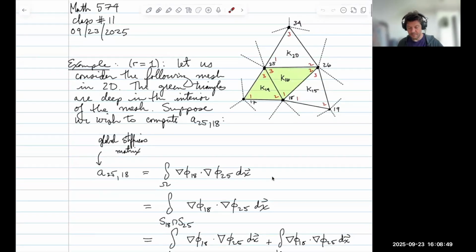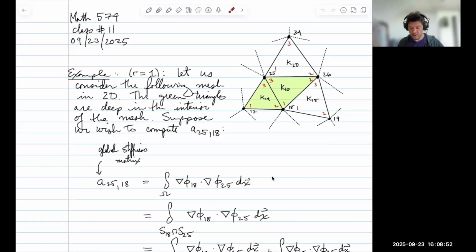Before I move on, I wanted to bring up an example that I talked about very briefly in class number 10. It's an example where we've got a global stiffness matrix entry, and we're trying to see exactly how entries of the local stiffness matrices contribute to that entry in the global stiffness matrix. Suppose we're dealing with a simple case of piecewise linears, so that's R equals 1. And we're going to consider the following mesh in 2D.